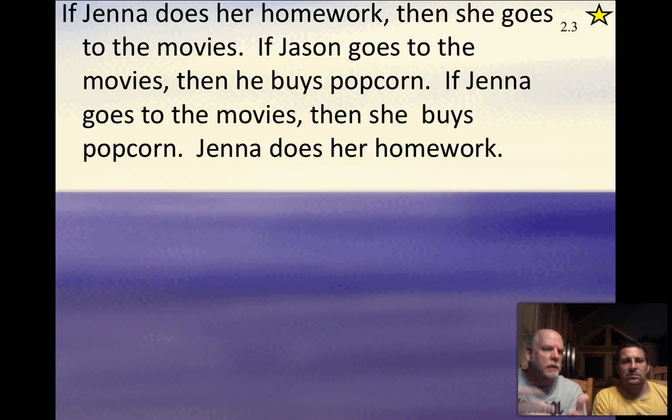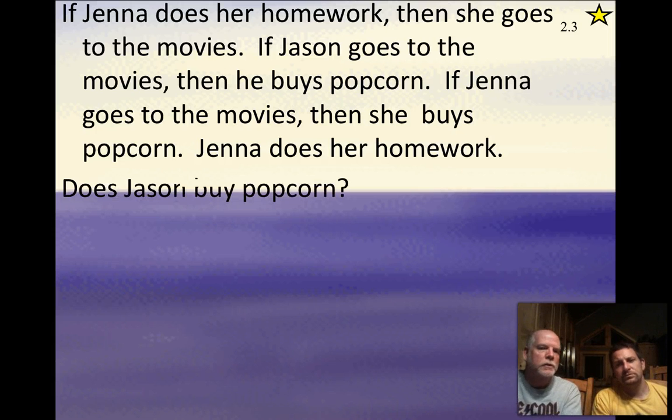Then again, kind of like the "if X is 9" kind of thing, they give us an example of something happening. They tell us Jenna does her homework. Based on that statement, we plug that in to what's going on here, and we come up with answers to questions based on this. So our first question here is, does Jason buy popcorn?